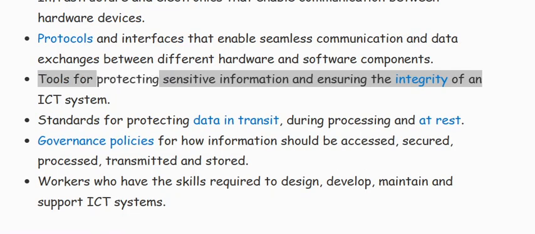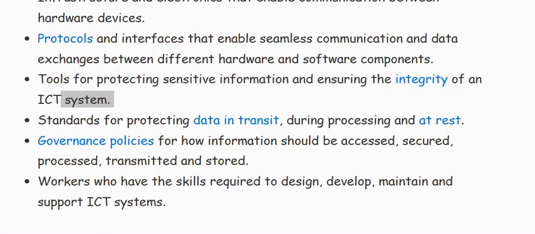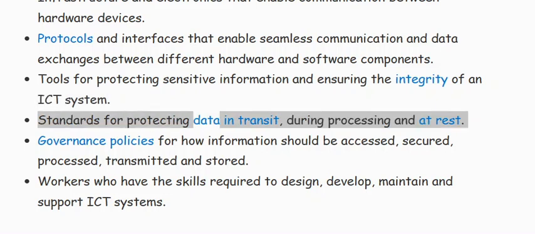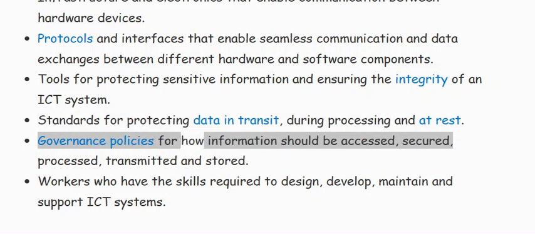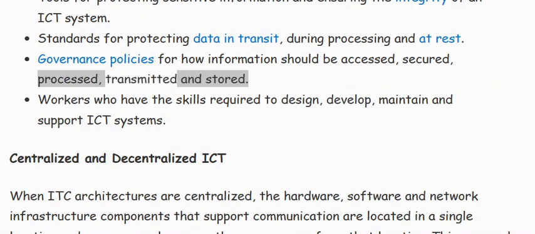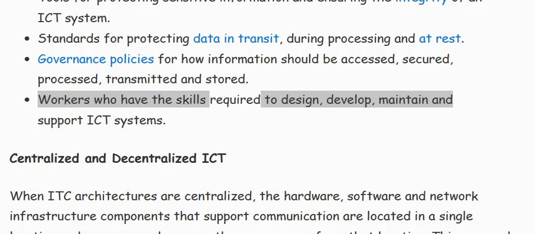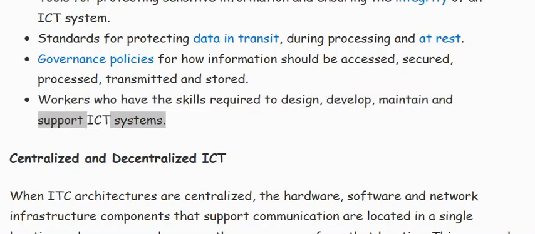Tools for protecting sensitive information and ensuring the integrity of an ICT system. Standards for protecting data in transit, during processing and at rest. Governance policies for how information should be accessed, secured, processed, transmitted and stored. Workers who have the skills required to design, develop, maintain and support ICT systems.